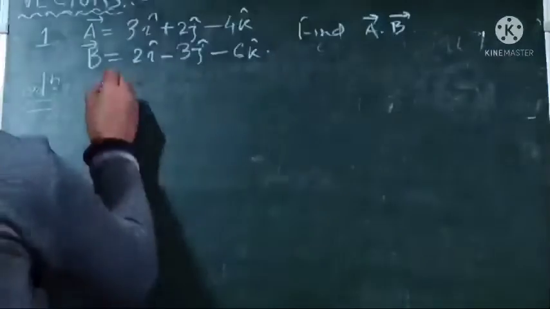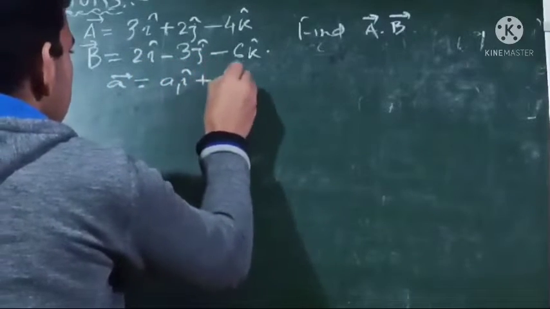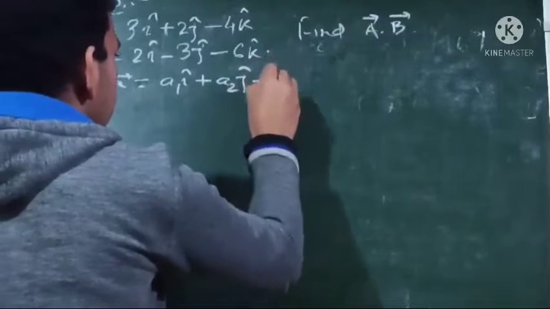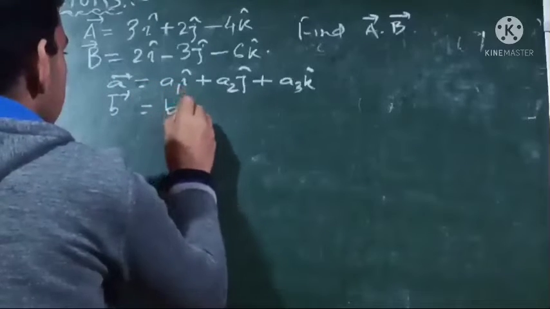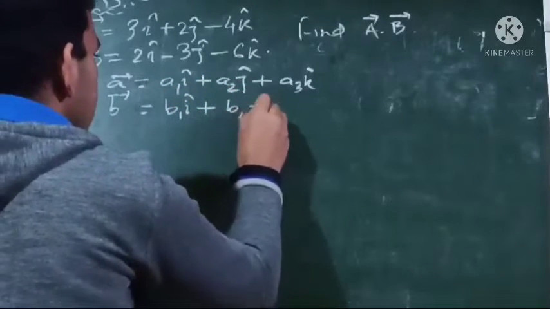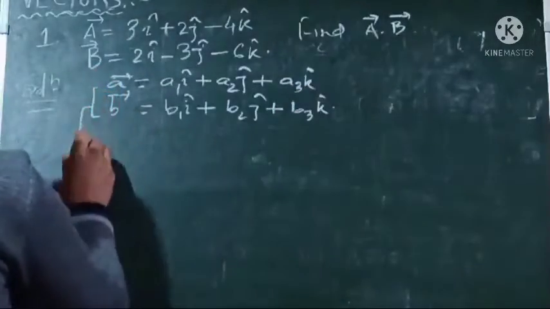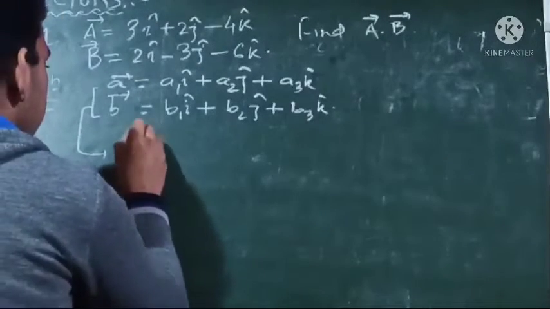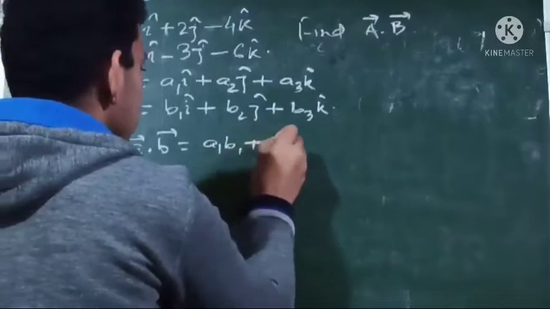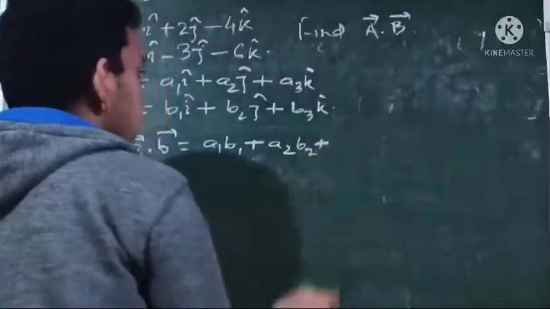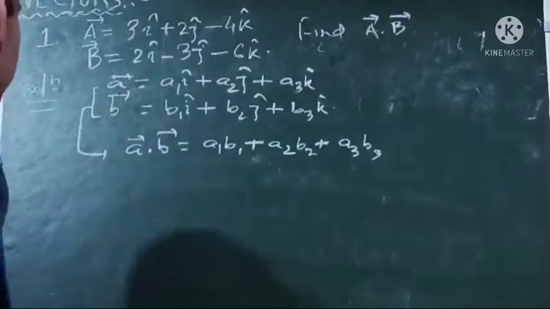We know that if we are given a vector is equal to a1 i cap plus a2 j cap plus a3 k cap, and b vector is equal to b1 i cap plus b2 j cap plus b3 k cap, then their dot product is given as a vector dot b vector is equal to a1 b1 plus a2 b2 plus a3 b3. Using this direct formula, we can solve this problem.